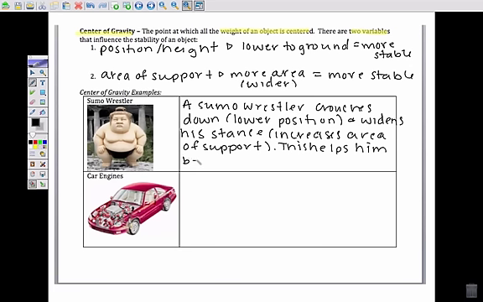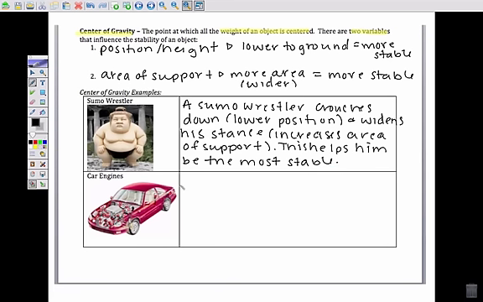This helps him be the most stable. So not only is he widening his area of support by widening his stance, but he's also crouching down, which is lowering his position. So he's taking into account both variables that influence his stability.